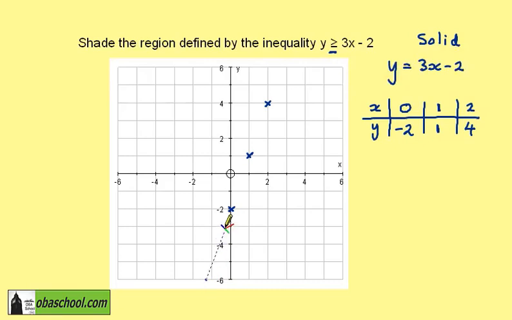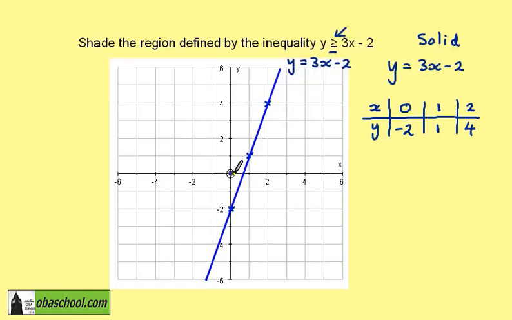We draw a straight solid line through the points. Label the line y equals 3x minus 2. We need to decide which side of the line we want. In order to do this, we take a test point.